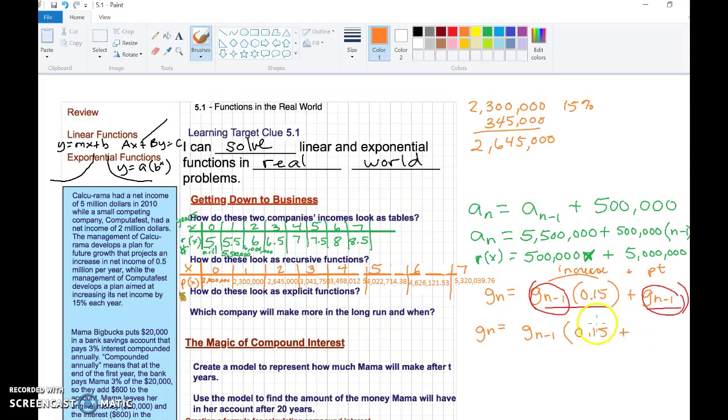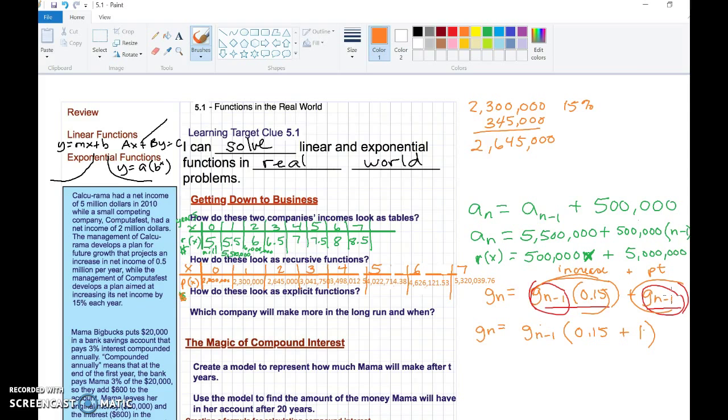And what do I multiply if I was going to do the distributive property? What would I multiply g sub n minus 1 by to get g sub n minus 1? Well, I'd multiply it by 1. So now, if I use the distributive property, you can see this times this gives me this, and this times this gives me this. So all I've done is I've factored it out, and I've made a different version of my equation.